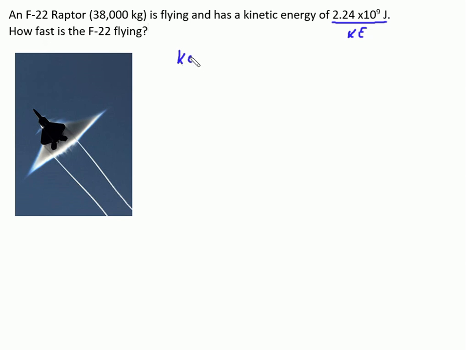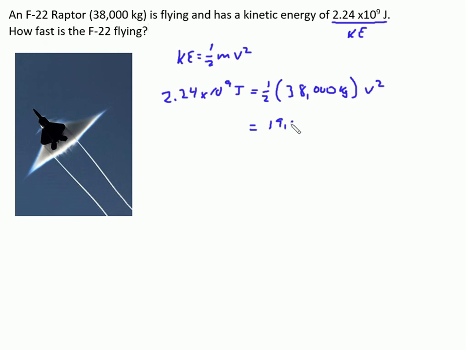So we have kinetic energy is equal to 1/2 mass times speed squared. So the kinetic energy is just 2.24 times 10 to the 9th joules, and that's equal to 1/2 the mass of 38,000 kilograms times the speed squared. So 1/2 of 38,000 is just 19,000 kilograms times the speed squared still equals the 2.24 times 10 to the 9th joules.